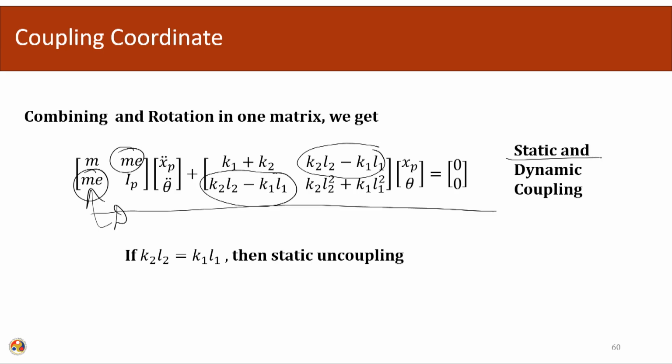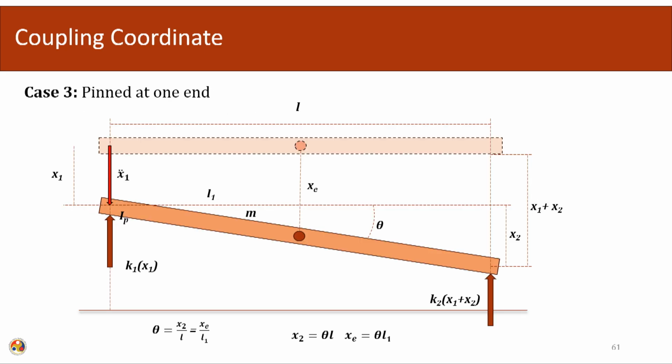So, this is a case of static and dynamic coupling, same system, but depending upon the choice of the coordinate system, now this has become coupled in the dynamic sense also. The earlier part was only coupled in the static sense, meaning the non diagonal terms in the stiffness matrix were non-zero. Moving ahead.